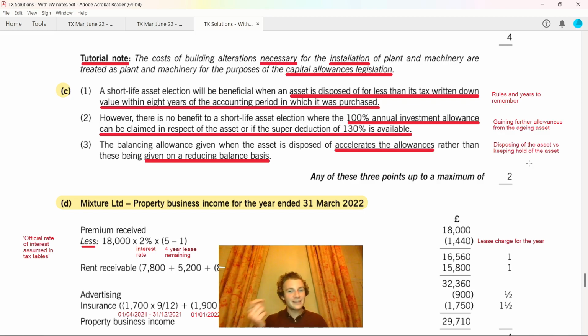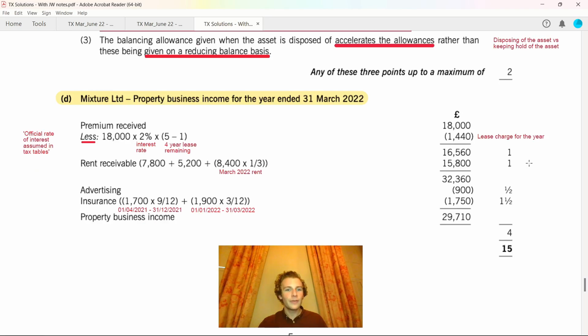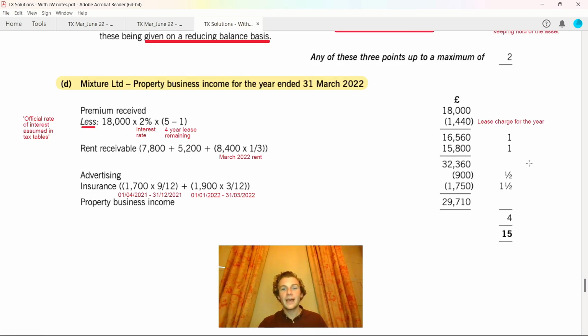So we're accelerating those allowances to gain the relief quicker. That will be the key things for you to get down there. But any two of those three points will give you the 2 marks that you were looking for on there. That nicely comes on to the actual property business income, again for the 31st of March 2022.